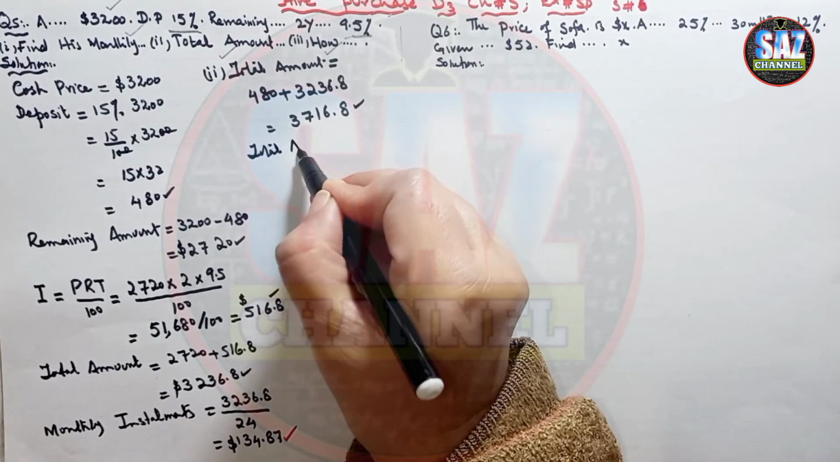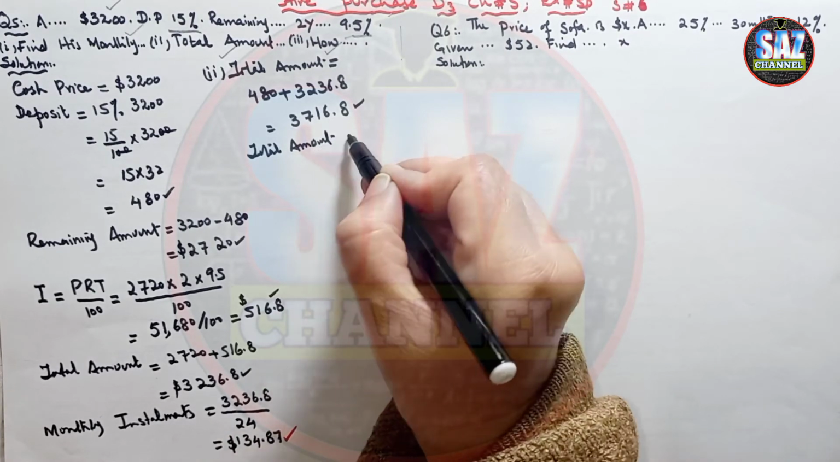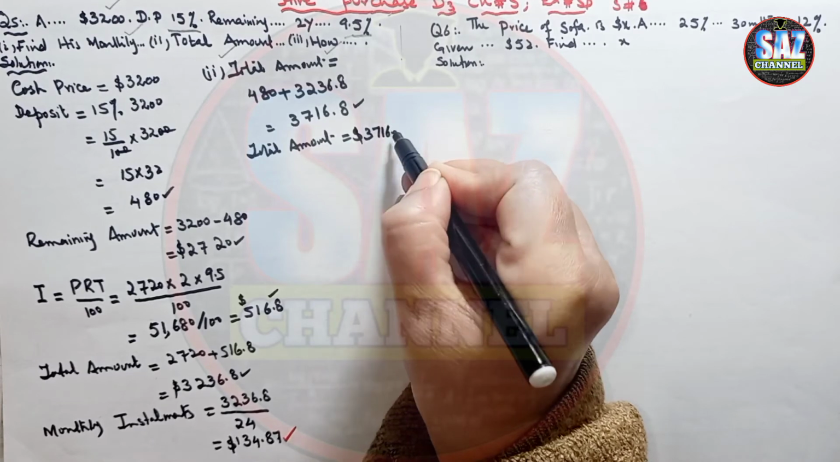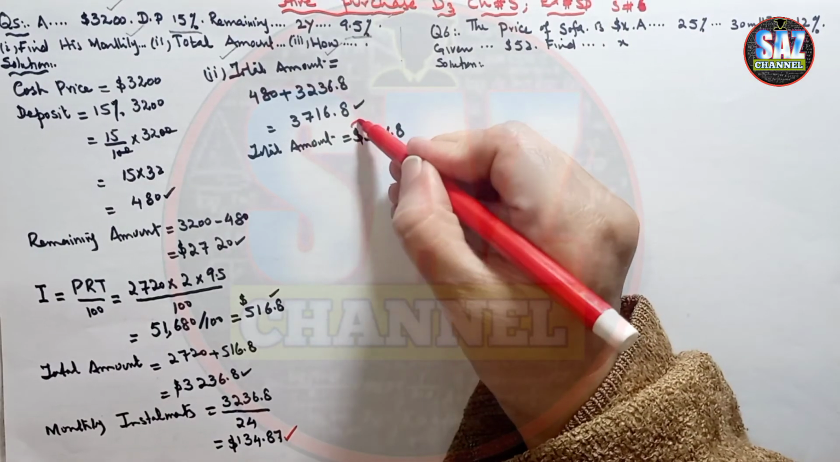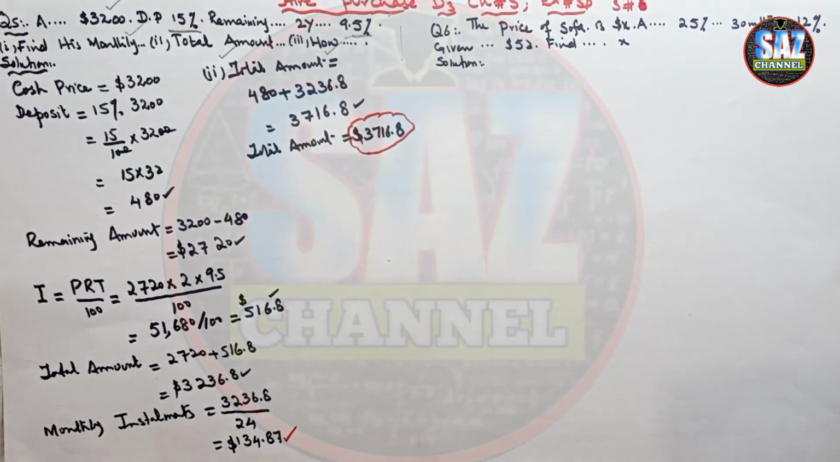Total amount equals $3716.8. I hope you are clear and you are getting it, how we are finding the monthly installment and the total installments that he has to pay.